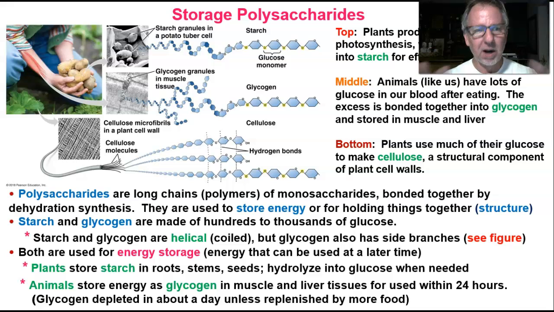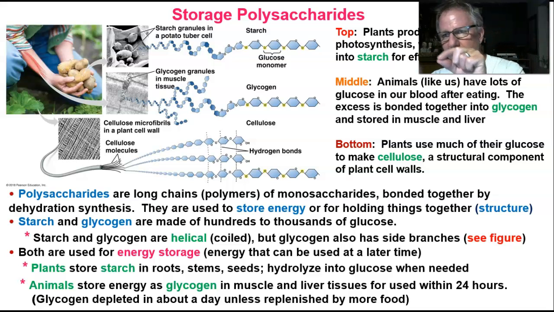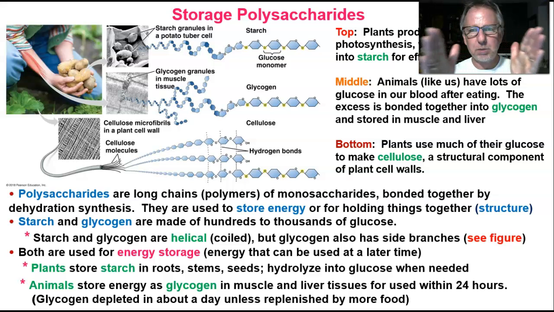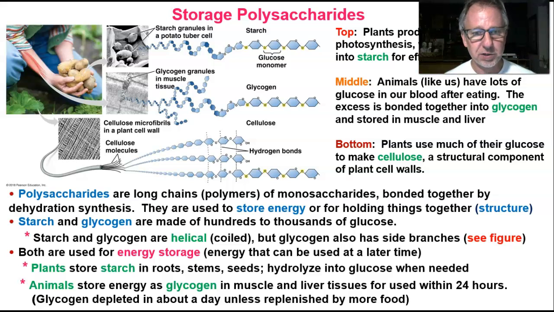Now, first, polysaccharides are long chains, polymers, of the building blocks called monosaccharides. So they're bonded together one after another, ka-chink, ka-chink, ka-chink, with dehydration synthesis reactions, and that makes polysaccharides. The examples on this slide are used for energy storage, and on the next slide, I'll show you examples used for structure, holding things together. Those are the 2 main functions of polysaccharides: energy storage and structure.